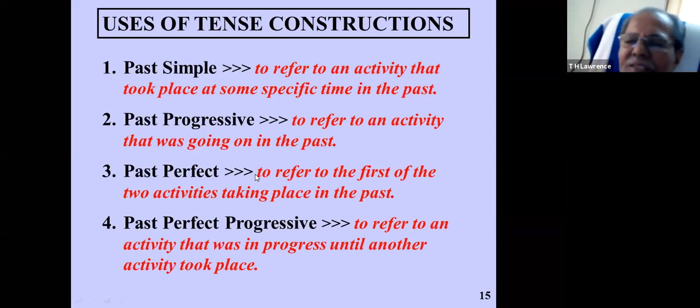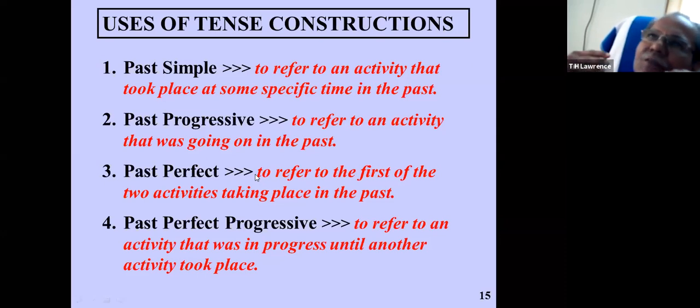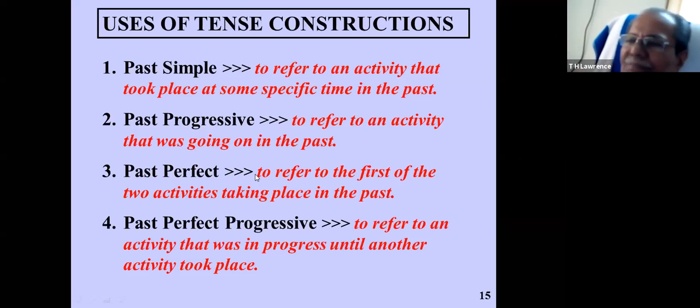Then the fourth one, past perfect progressive, to refer to an activity that was in progress until another activity took place. See, say for example, a child was crying for a long time, and the child's mother was out of the house and standing elsewhere. But at last, on hearing the child cry, she rushed to the spot. And what happened? She immediately started breastfeeding the child. So the child stopped crying.